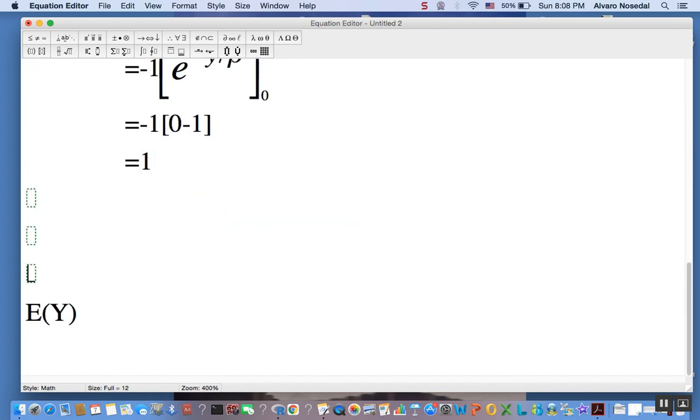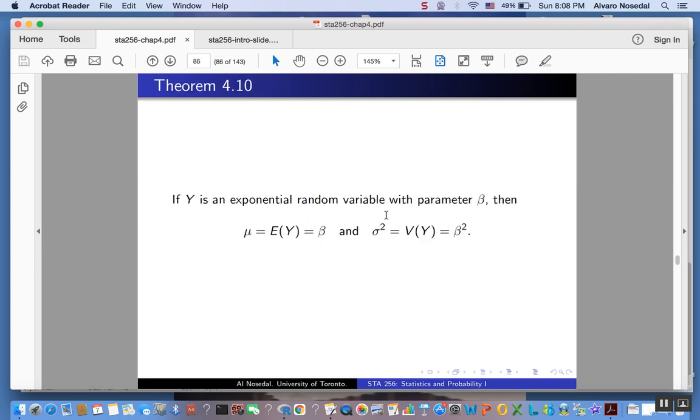Let's keep going. Next item in our agenda, we would like to find a generic expression for the expected value of a random variable with an exponential distribution. Let me go back to our lecture notes here. As you can see, there's a nice formula. If we know that we are dealing with a random variable with an exponential distribution, we can quickly find the expected value with that formula. It's just beta, right?